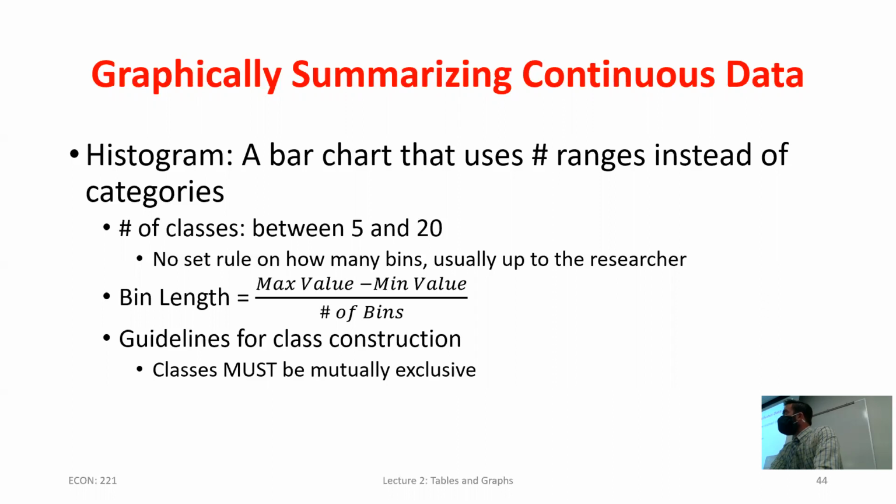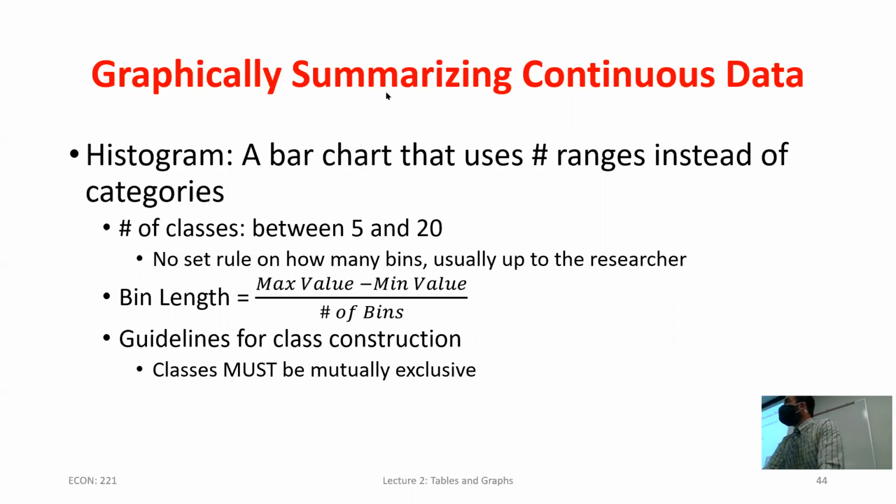What's the problem if I do that, with 0 to 50,000 and then 50,000 to 100,000? Yeah, so if I make exactly 50,000, I'm going to get counted twice. So the idea of being mutually exclusive means I can only be counted in one of the bins.